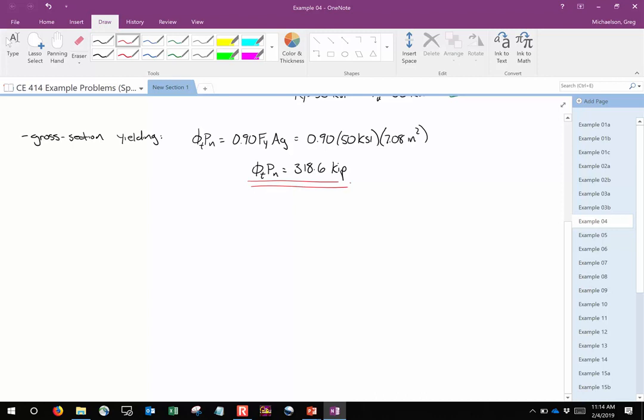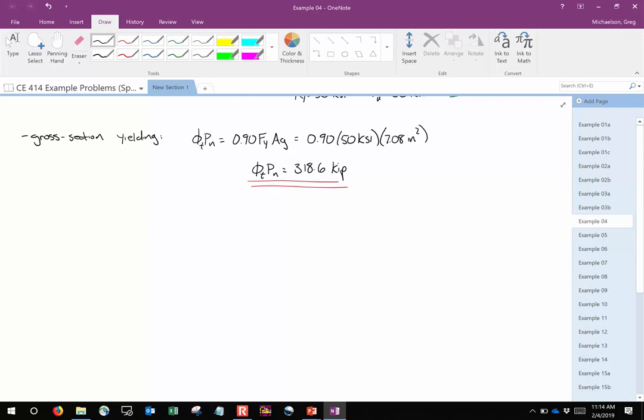So if gross section yielding was all we needed to consider, all we need to do for this tension member is ensure that the factored load is less than that, okay? But that's not all we need to consider. We also have net section fracture. Can we go ahead and compute net section fracture capacity right now? Why not?